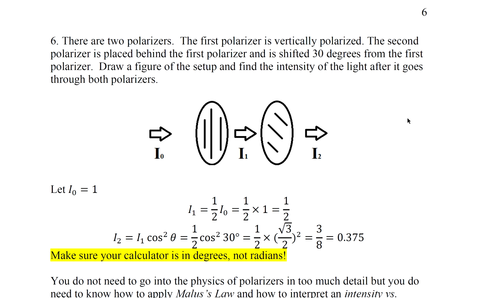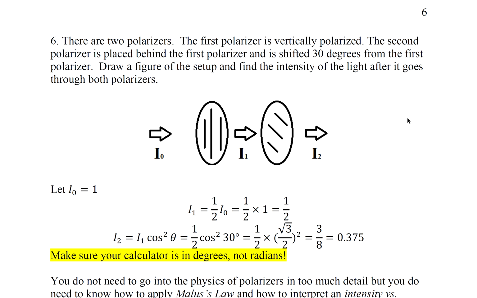Question 6. There are two polarizers. The first polarizer is vertically polarized. The second polarizer is placed behind the first polarizer and is shifted 30 degrees from the first polarizer. Draw a figure of the setup and find the intensity of the light after it goes through both polarizers.